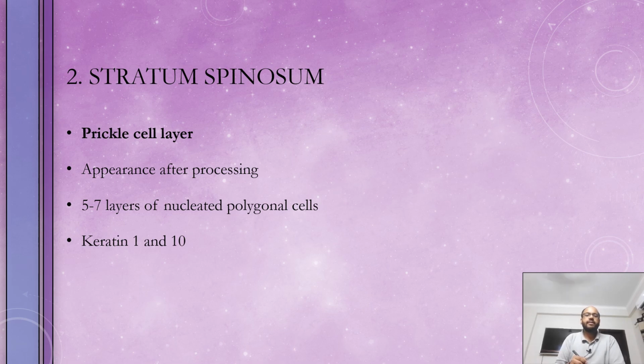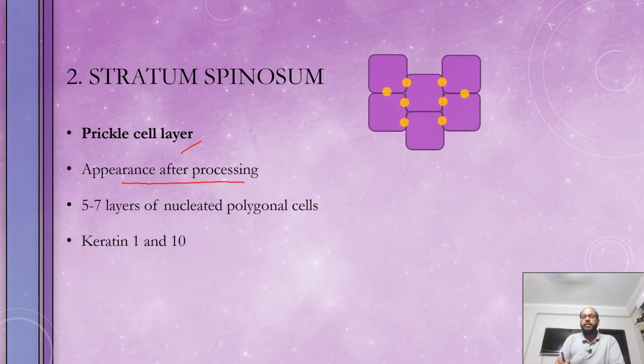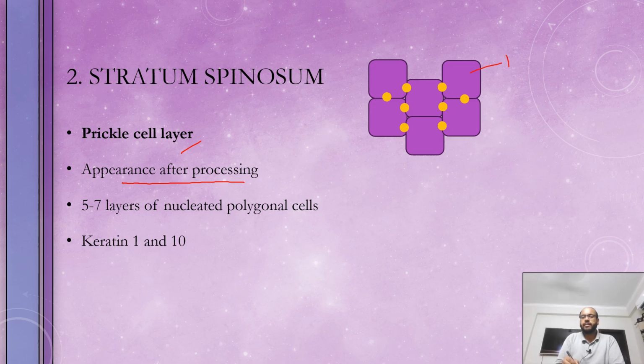The second layer that we'll discuss is stratum spinosum. It's also known as the prickle cell layer because of the thorny or spinous appearance. It's prickly, so prickle cell layer. But remember, this is not a natural appearance. It's the appearance after processing. In a normal individual, you have keratinocytes, and they are attached to their surrounding cells by desmosomes. We have discussed this in the basement membrane class.